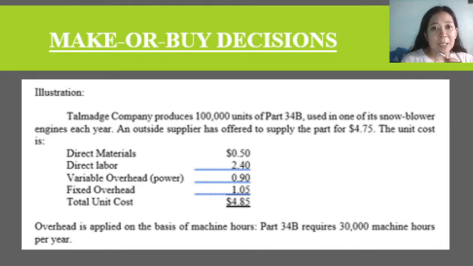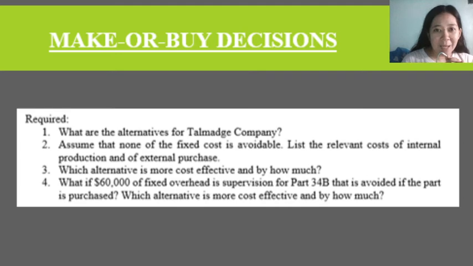If you notice, we can already compare the cost of making and buying. If the company will produce this in-house, meaning they will make this for themselves, they will spend $4.85 per unit. However, if they choose to purchase it from an outside supplier, they will spend $4.75 per unit. We have here the requirements.